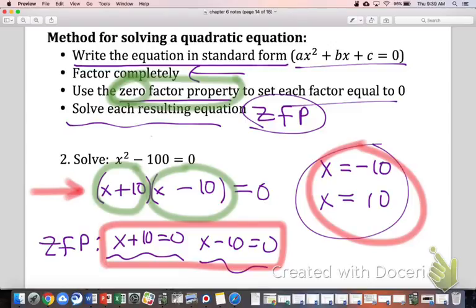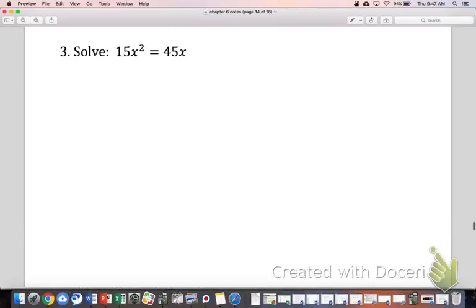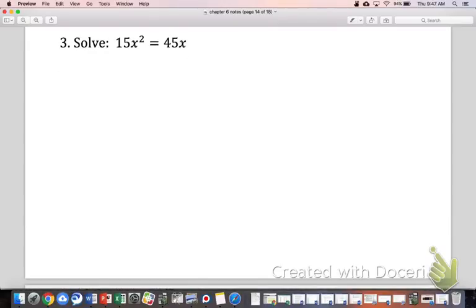Well, let's see what you guys can do with number 3. I'll give you a chance to work this one on your own. You know what? Let me help you get started with this one, and then I'll turn you loose. Let's make sure we all start in the same place. 15x squared is equal to 45x. Is that right now in standard form? Why not?